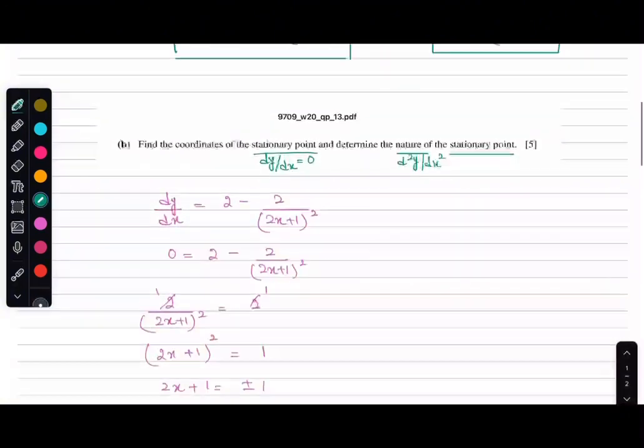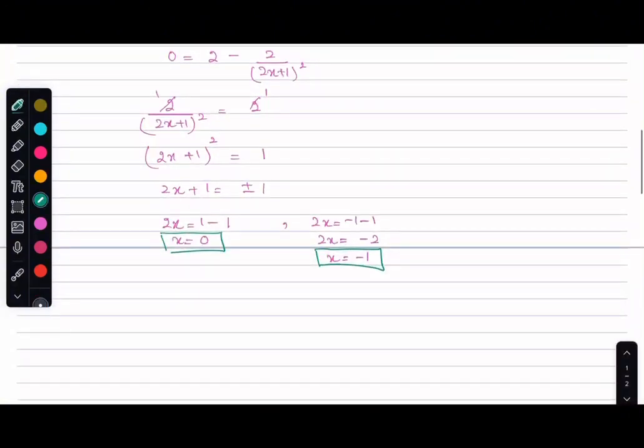So all the values which are less than negative 1 by 2, I should say that this value here is not possible. The only x coordinate that I should be considering is when x needs to be greater than negative 1 by 2. So the x coordinate that I should be considering here is x equals 0.